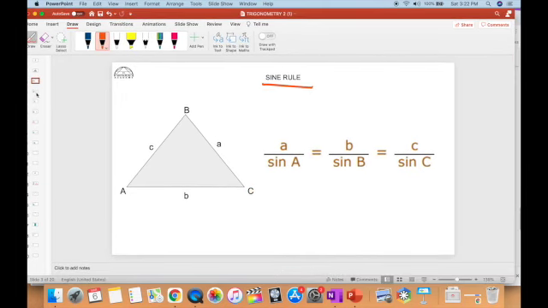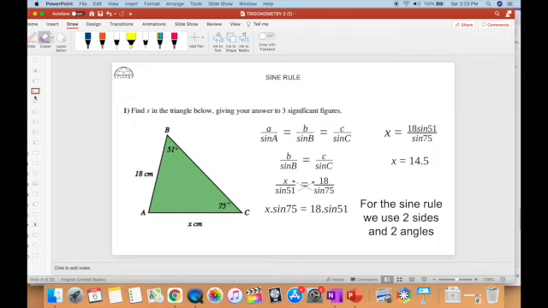So let's see how to actually use this formula. I want you to make a note of something. Note that these A's are together: the side a and the angle A are together. The side b is together with the angle B. The side c is together with the angle C. So make a note of that, and let's see how to use the sine rule.